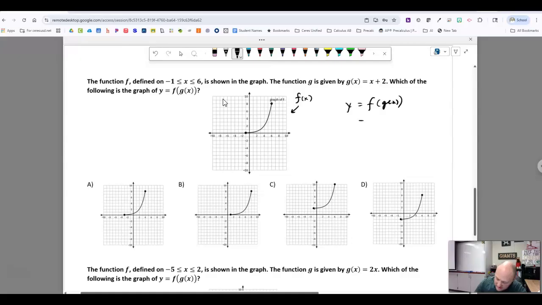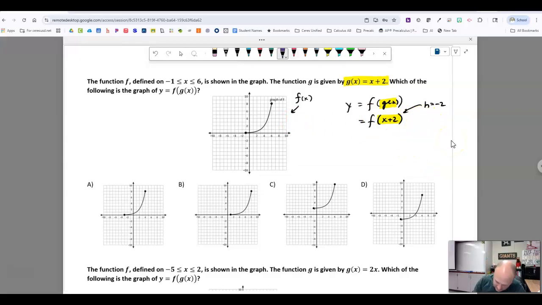So g of x, very important to note, is this function right here, x plus 2. So I can replace g of x with x plus 2. Okay, and now we have a transformation situation going on. So what happens to my graph of f if I add an h value here? Very important to note, h is equal to -2. And so what I expect is my graph to slide 2 to the left.